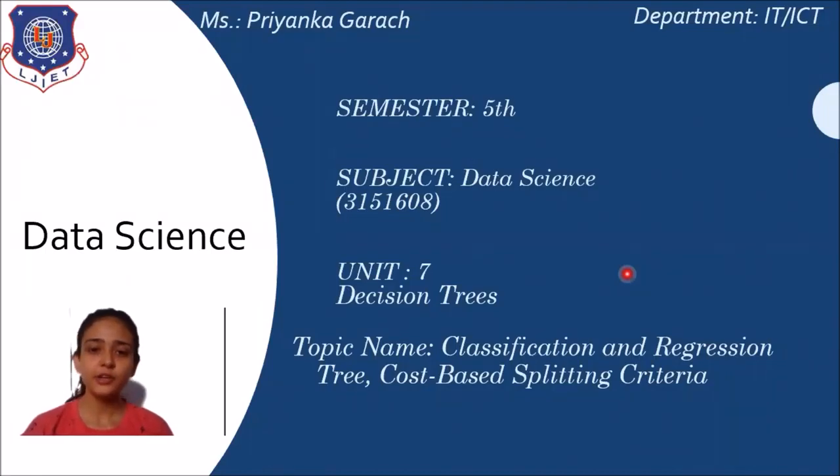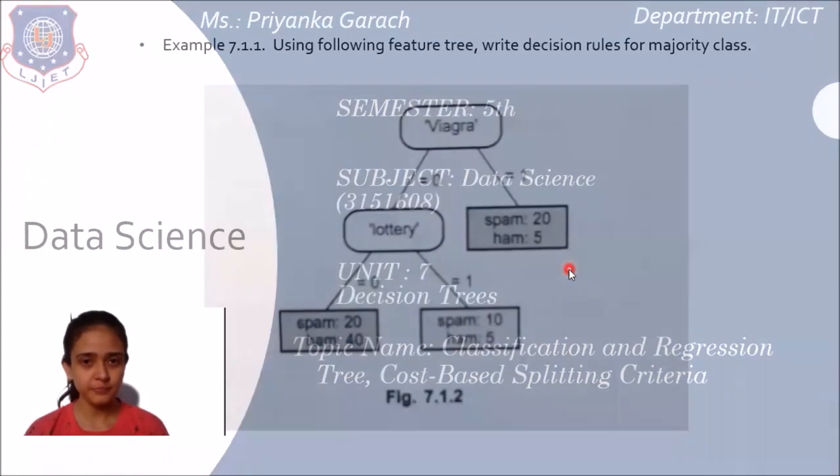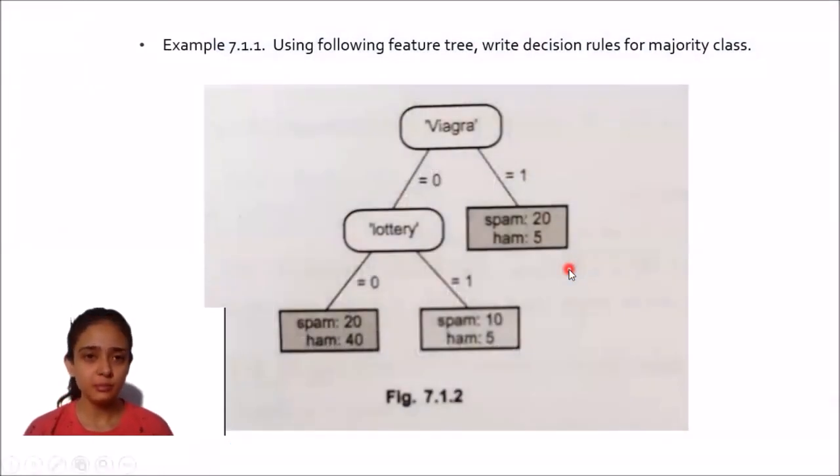In this particular video, we will cover the topic of classification and regression tree and the cost-based splitting criteria from unit number 7, that is the decision tree. So let's see one example: using the following feature tree, write the decision rules for the majority of the class. This is my feature tree.